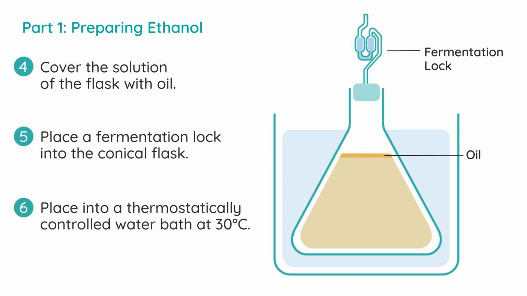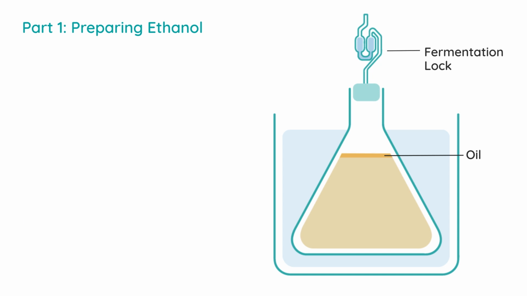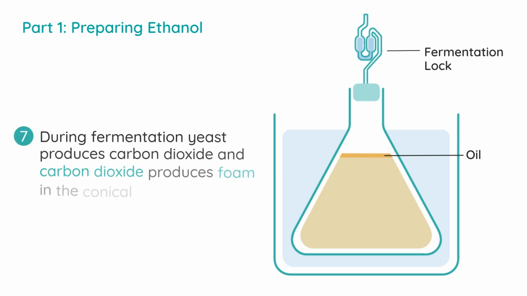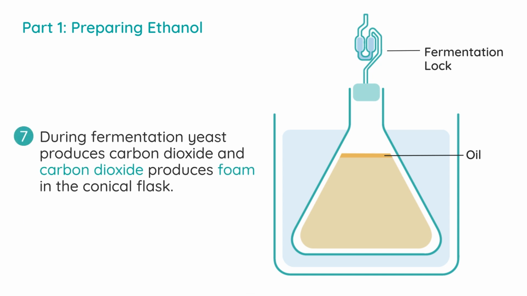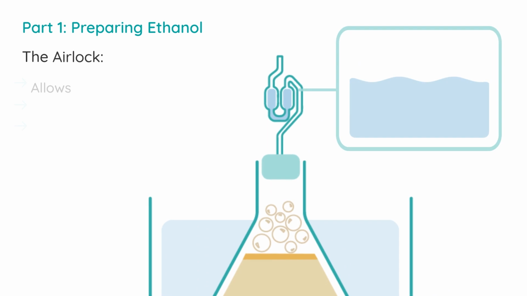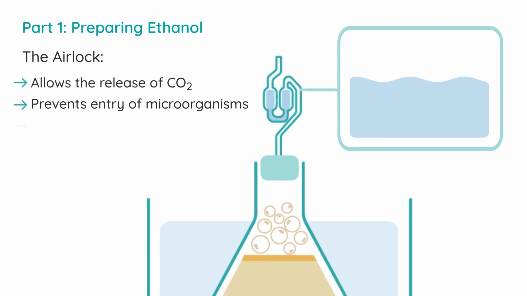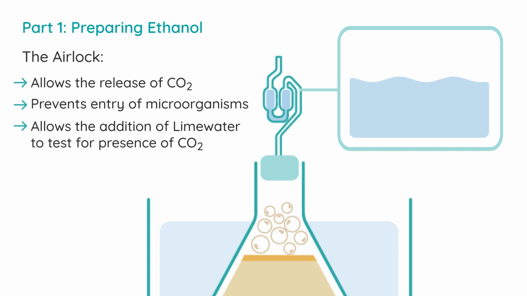overnight. So what we notice then is carbon dioxide is produced by the yeast during fermentation. You will notice foam produced inside the conical flask. Now, just one or two little notes to point out to you here. The first one is that this airlock allows the release of carbon dioxide, but it prevents microorganisms from entering. And if we wanted to, we could place lime water inside the airlock. That lime water would then turn milky in the presence of carbon dioxide.